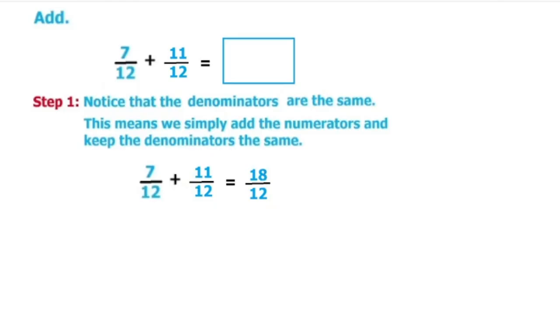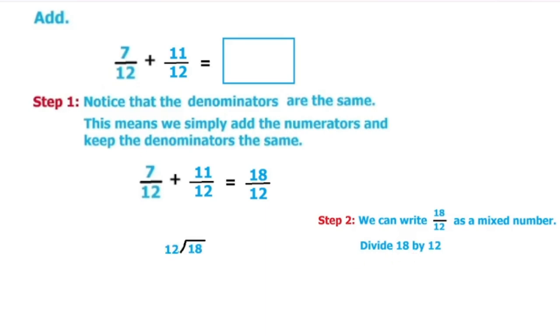So now 18/12 is called an improper fraction. So we could write 18/12 as a mixed number. So how do we do that? We would divide 18 by 12. So let's do it the long division way. So we have our division bar and we put our dividend here, our divisor here, and we're looking for the quotient, which is our answer, right?